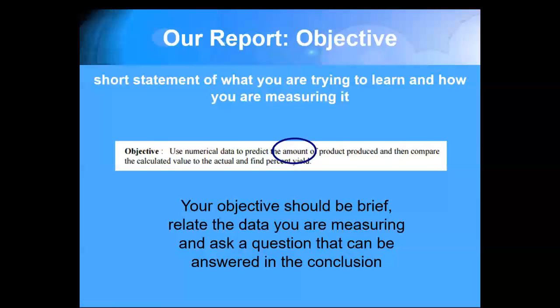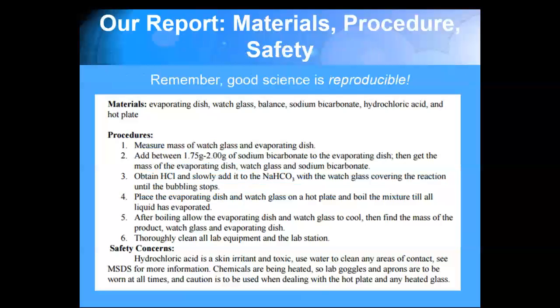The objective. Simply said, use numerical data to predict the amount of product produced and to compare the calculated value to the amount actually gotten and find the percentage yield. It's brief, it relates what you're measuring, and asks a question that can be answered in the conclusion. Then the materials, procedure, and safety. This is very well done by this particular student. The procedure is not too long, and the safety concerns and how you're going to meet the safety issues are given.